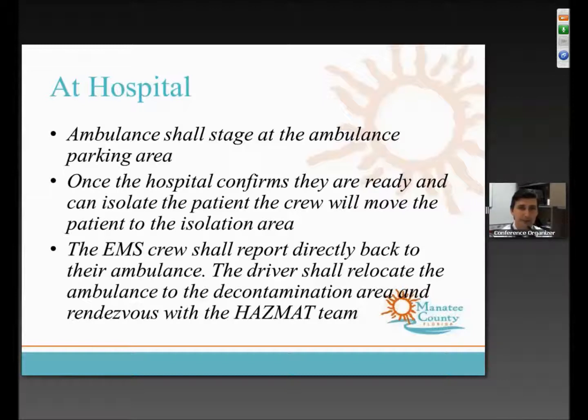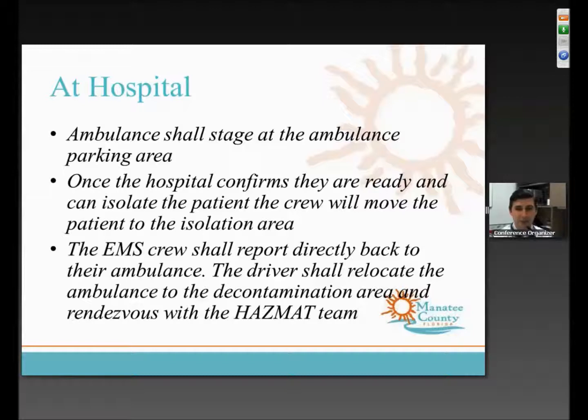Once the ambulance arrives at the hospital, they will stage at the ambulance parking area, again keeping the truck locked until everybody is ready for the patient to come out. Once the hospital confirms they are ready and can isolate the patient, the crew will move the patient to the isolation area designated by the hospital. The EMS crew shall report directly back to their ambulance as soon as they have transferred the patient, again making sure they don't touch anything within the hospital that they don't need to.